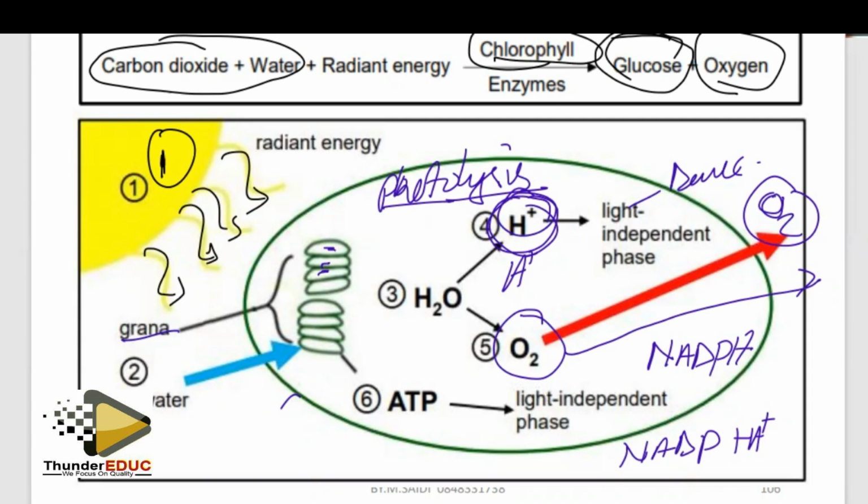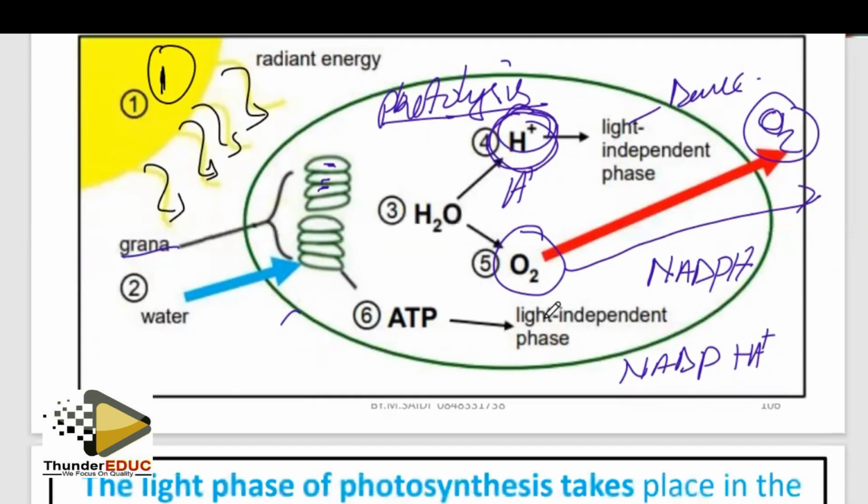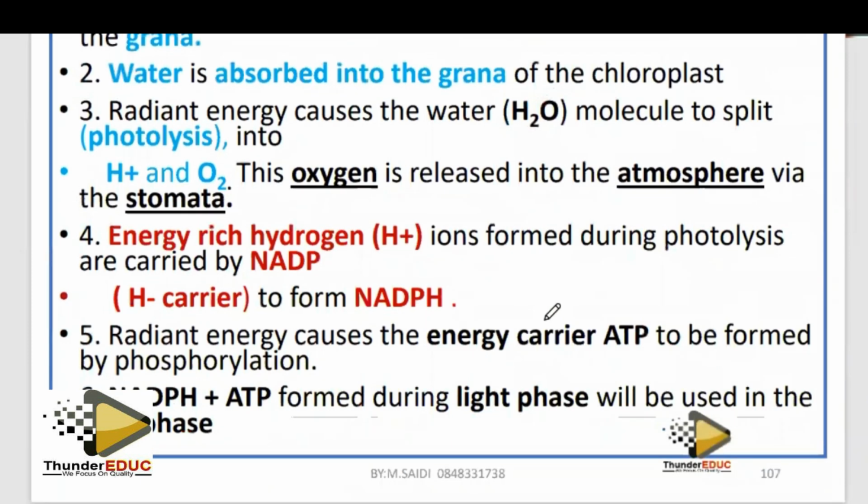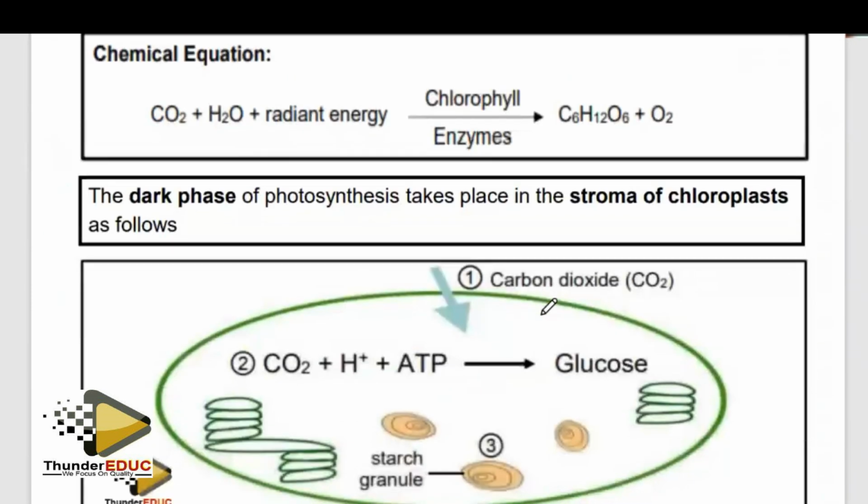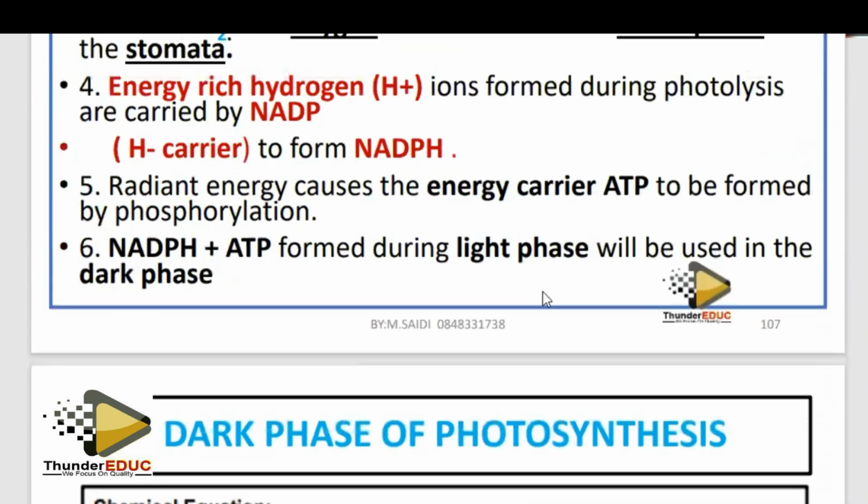This ATP is then taken to the light independent phase. Yes. So this is what I'm trying to say, or what I'm trying to talk about.